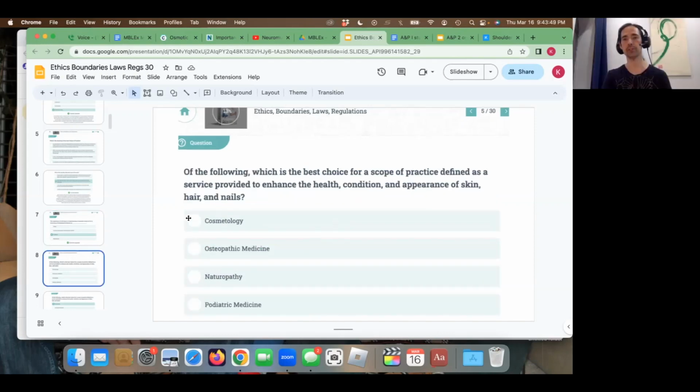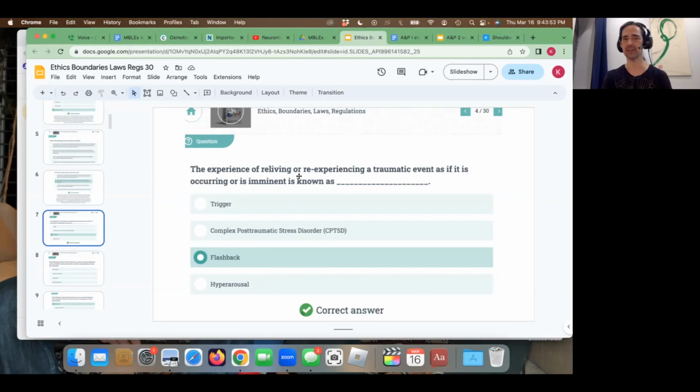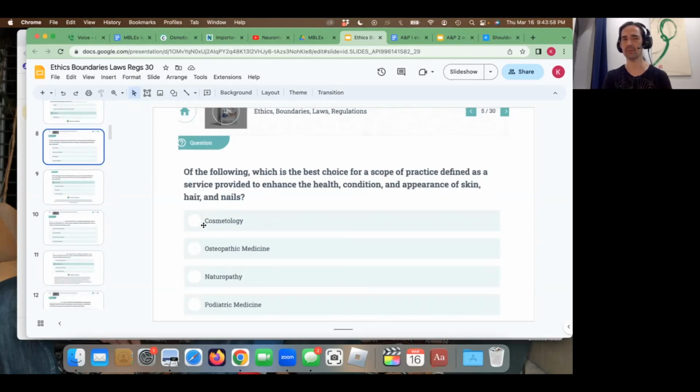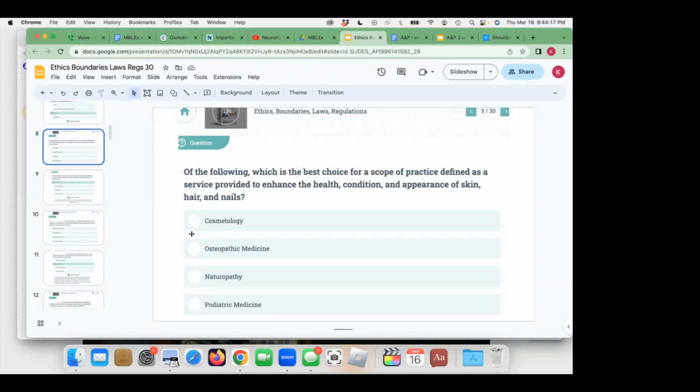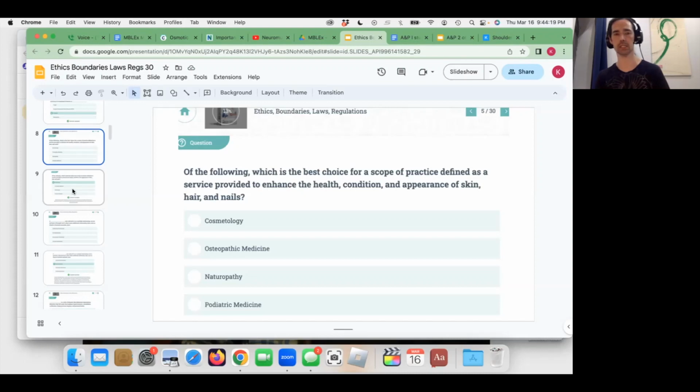Of the following, which is the best choice for a scope of practice? What is this question doing here in ethics, laws, boundaries, and regs? Anyway, which is the best choice for a scope of practice defined as a service provided to enhance the health, condition, and appearance of skin, hair, and nails? Cosmetology, osteopathic medicine, naturopathy, pediatric medicine. Cosmetology. Everybody agree? Yes.